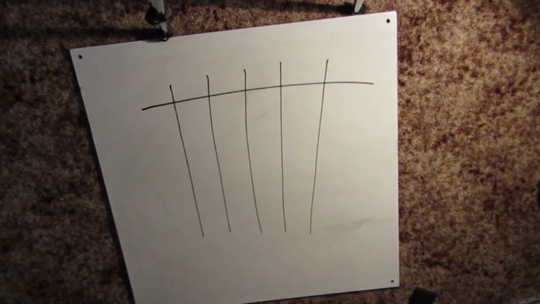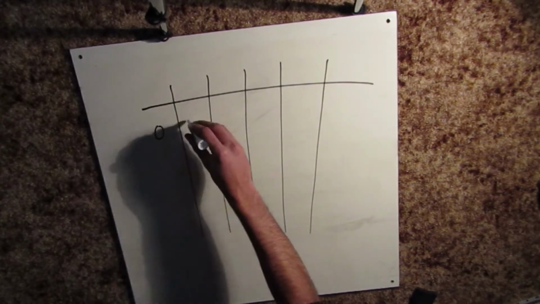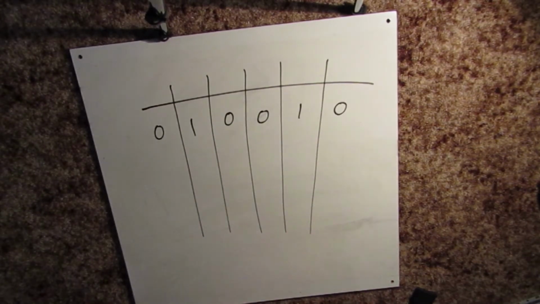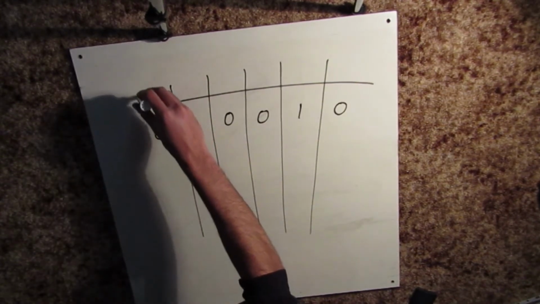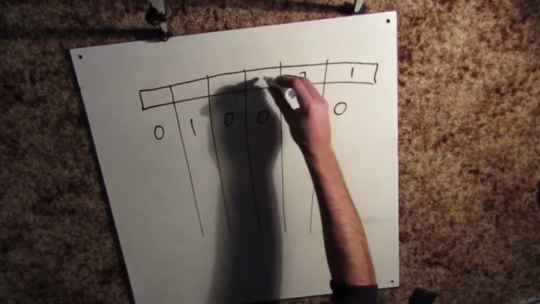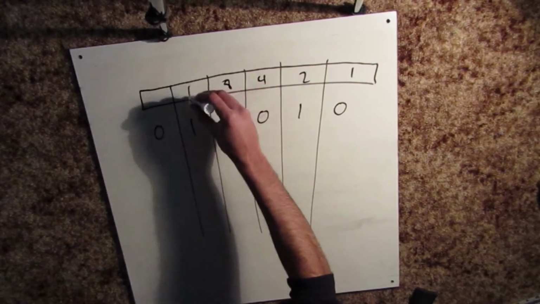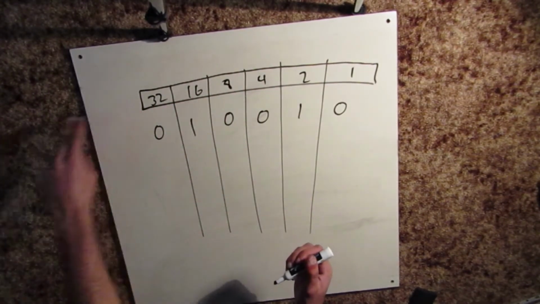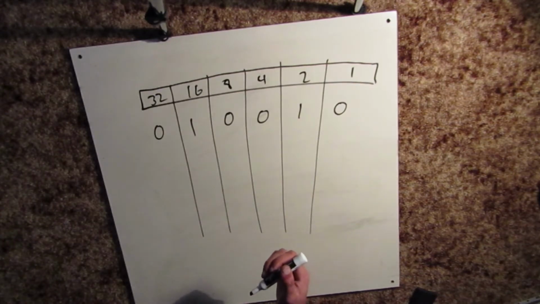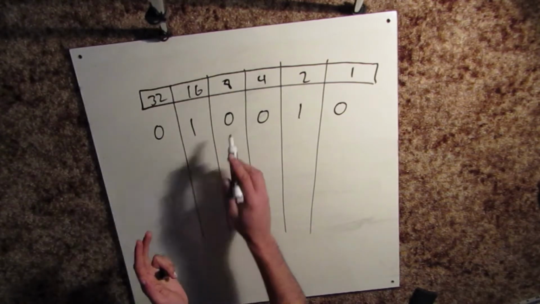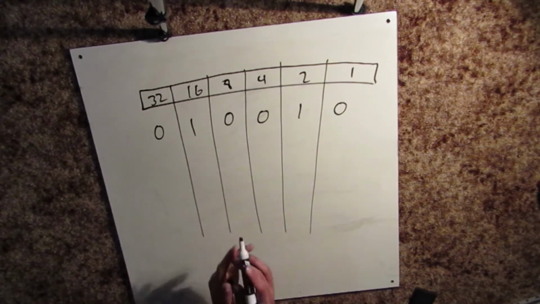Okay, let me think of a random number. 0, 1, 0, 0, 1, 0. And let's put our place values in the top box. So we have the 1s, the 2s, the 4s, the 8s, the 16s, and the 32s. And this would go to infinity, like 64, 128, 256, all the way. So if we wanted to know what 0, 1, 0, 0, 1, 0 is in binary, all you have to do, so easy.